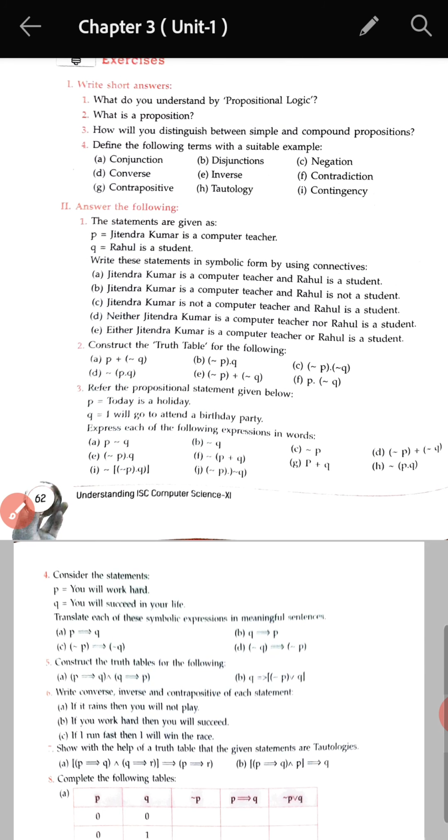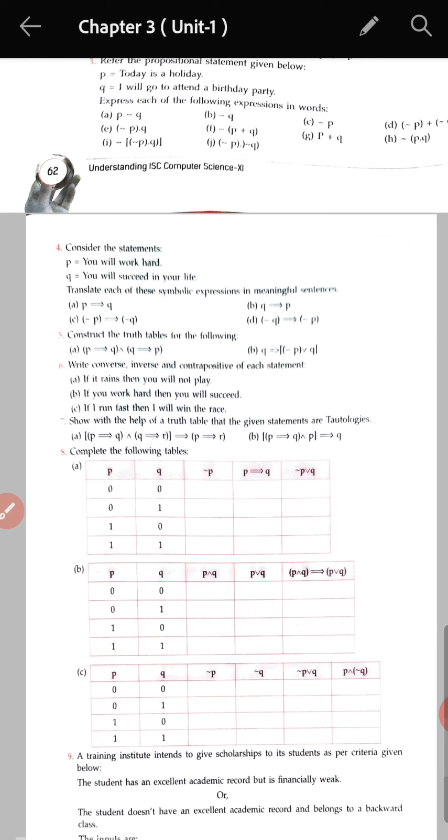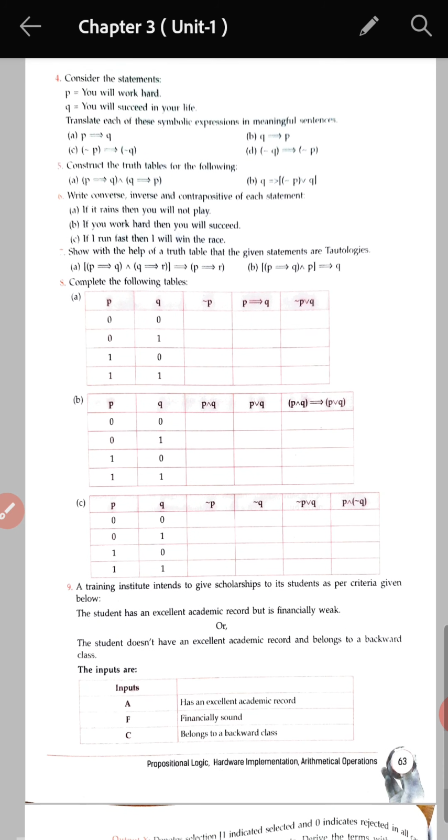In this format, you have to do all the questions. See, you are having some questions in your book. I already provided you the PDF of the new book also. Go through it, solve all these questions and submit it to me.